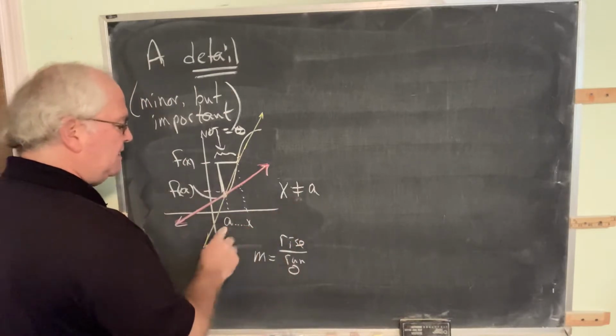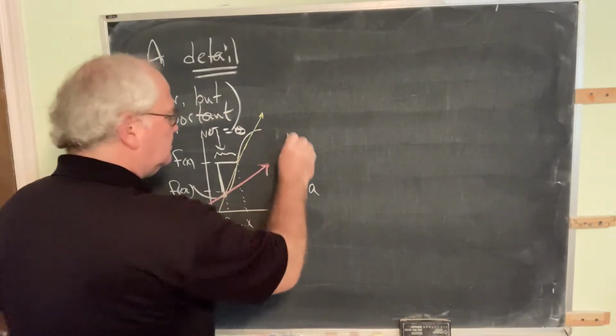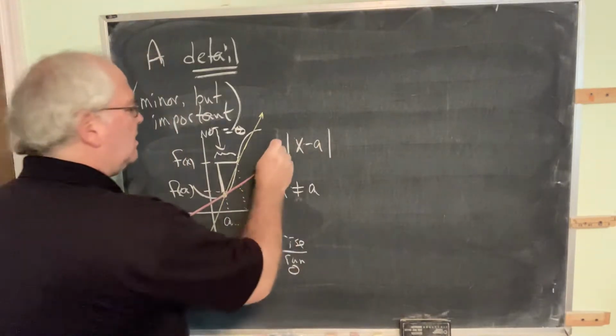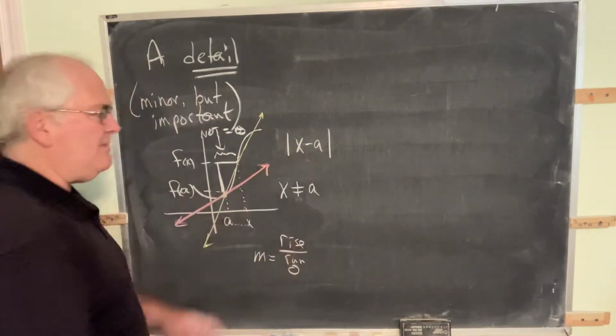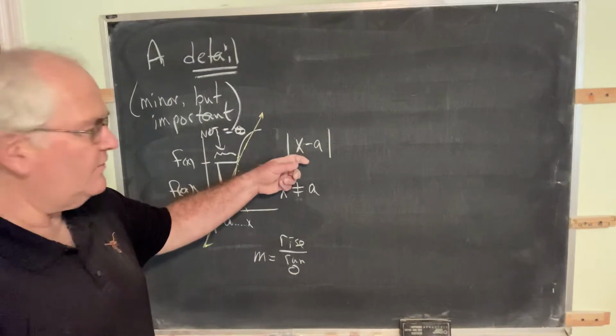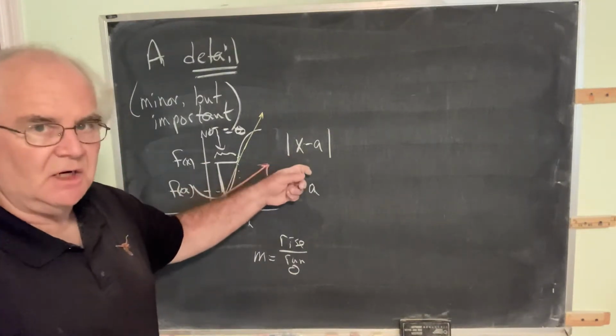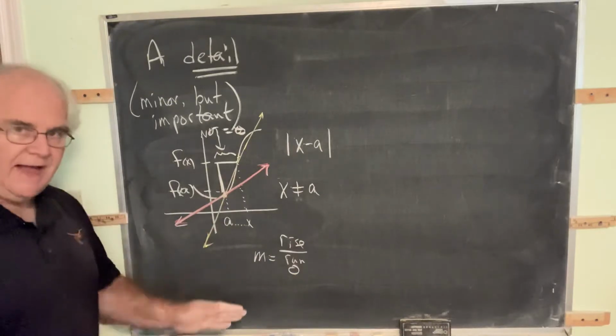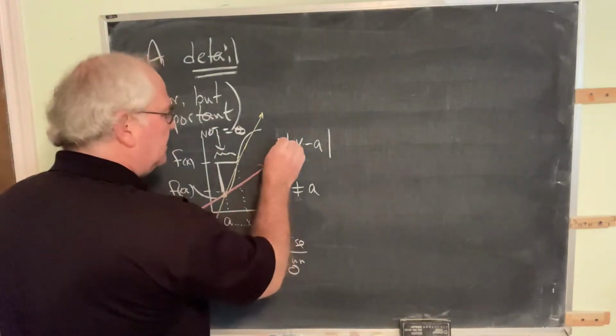Now, what that means is this. The distance between x and a, now we know that cannot be negative. There's no way this can be negative. But could this be 0? Well, if x is equal to a, then we have 0. We don't want to have that happen. So this is a requirement.